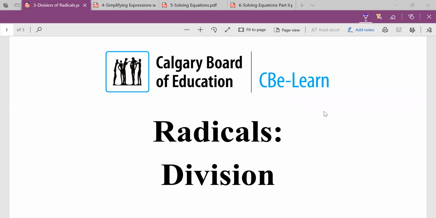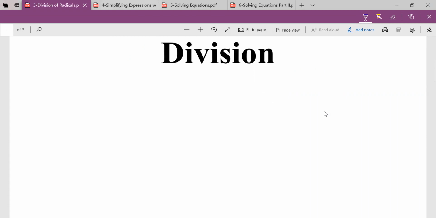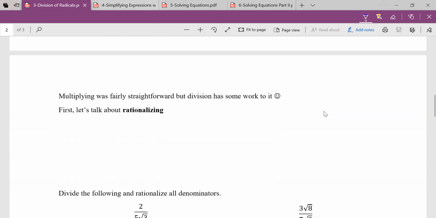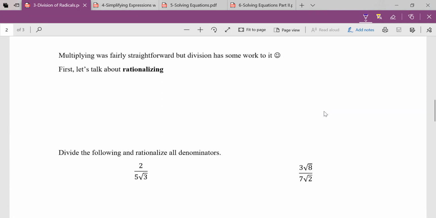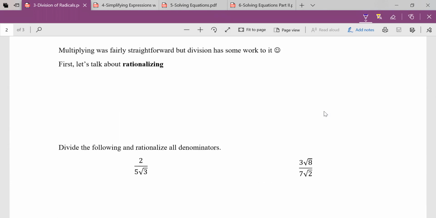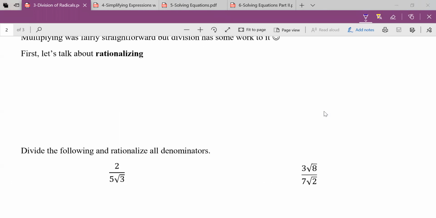Hey, 20-2s. In this lesson, what we're going to look at is division of radicals. Now, this will be a little bit trickier than multiplying, but it's not that bad. Okay, just a couple of things that we need to look out for.